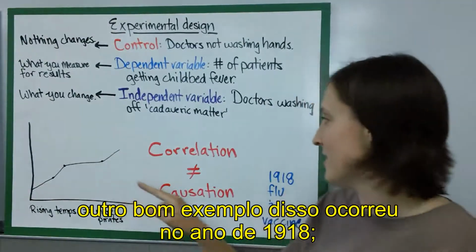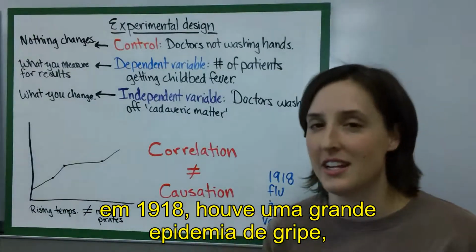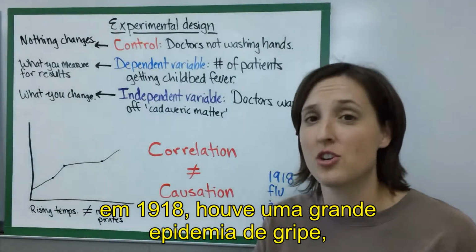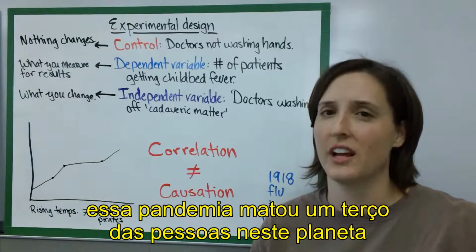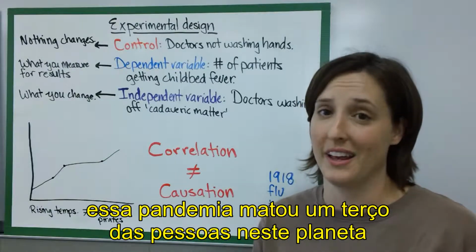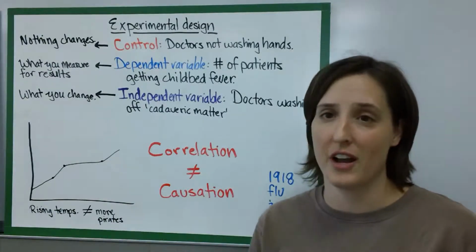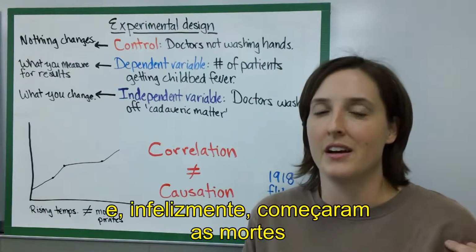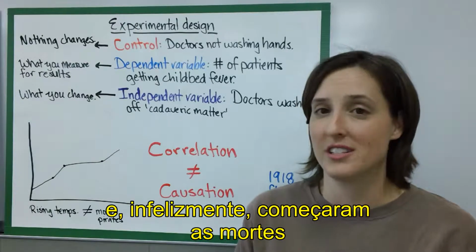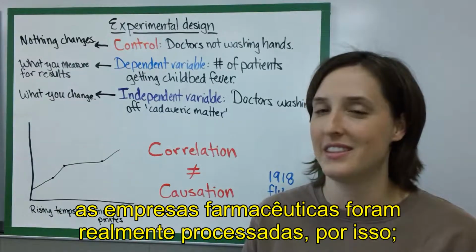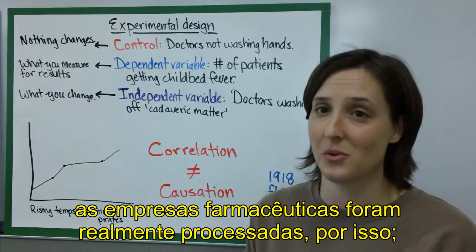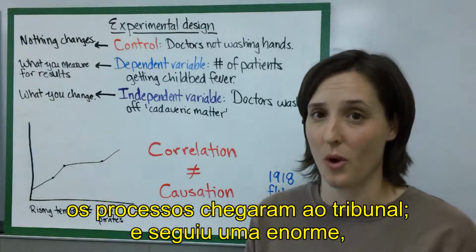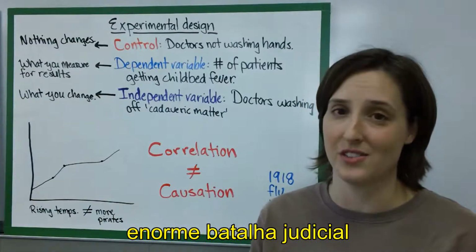Another good example of this is in 1918 there was a huge flu. This is a huge flu. It killed like 1/3 of the people on this planet. And people were terrified of this coming back. So they gave everyone a vaccine. And unfortunately, some people started to die. And the drug companies were actually sued for this, and they went to court. A huge lawsuit battle ensued.